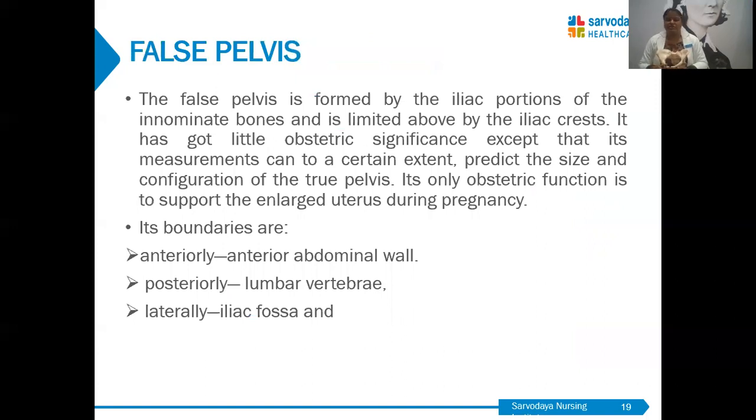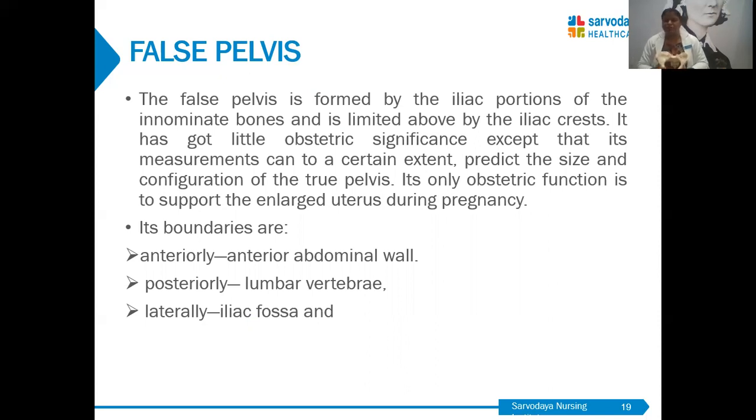False pelvis. This false pelvis is formed by the iliac portion of the innominate bones, and is limited above by the iliac crest. It has little obstetrical significance except that its measurement can, to a certain extent, indicate the size and configuration of the true pelvis. Its only obstetrical function is to support the enlarged uterus during pregnancy.